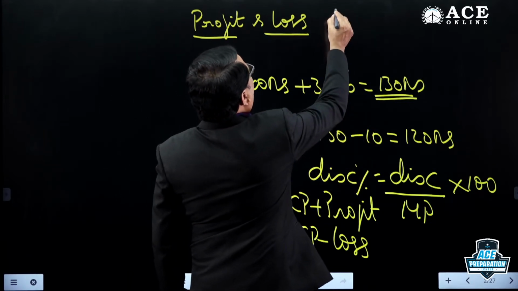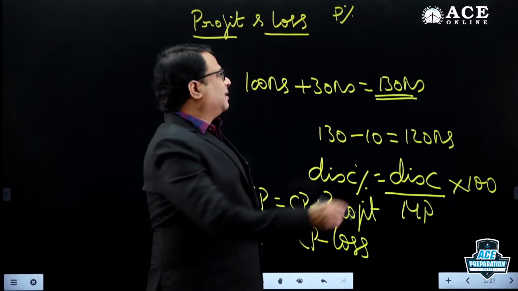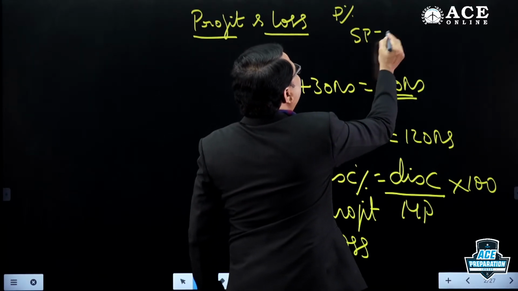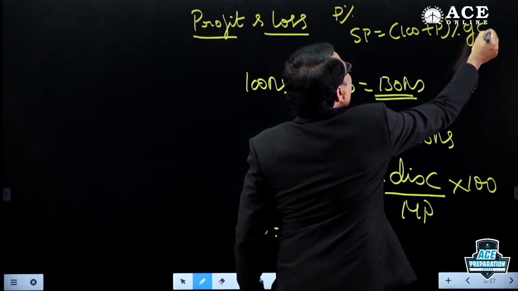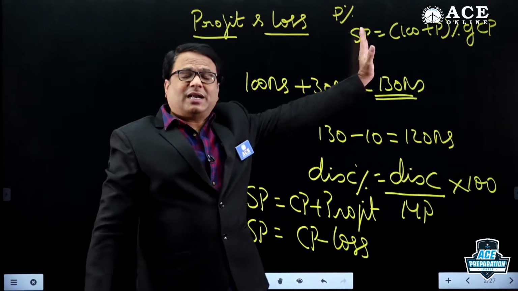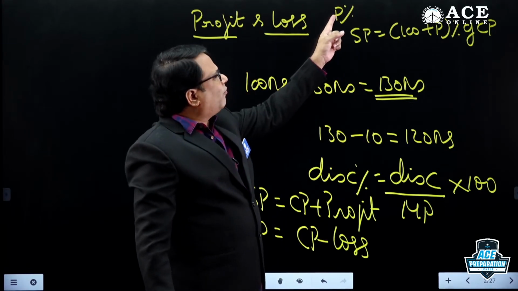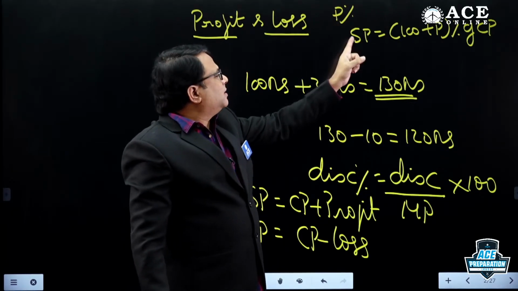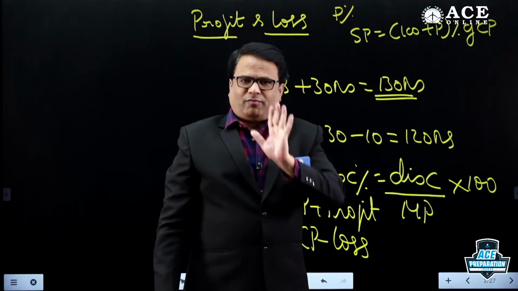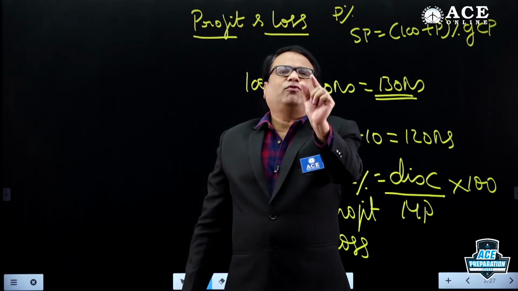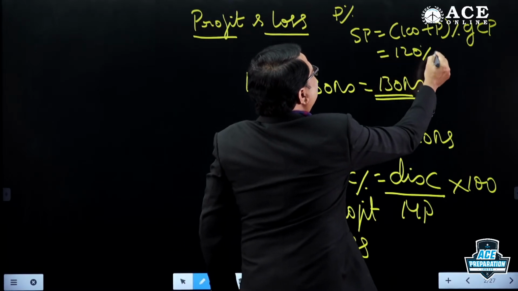Suppose you make a profit of P%, then selling price can be written as 100 plus P% of cost price. This understanding will help you a lot in solving the problems. So if there is a profit of P%, then selling price can be written as 100 plus P% of cost price. For example, if there is a profit of 20%, then I can write selling price as 120% of cost price.